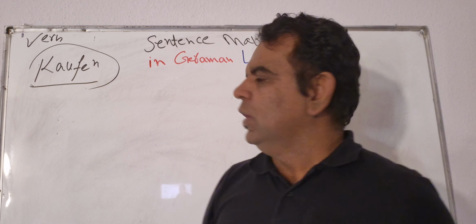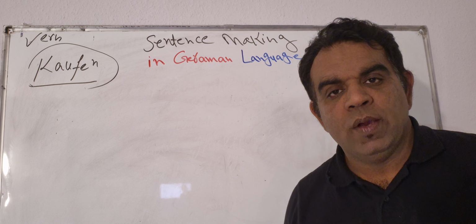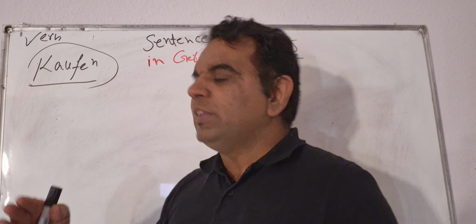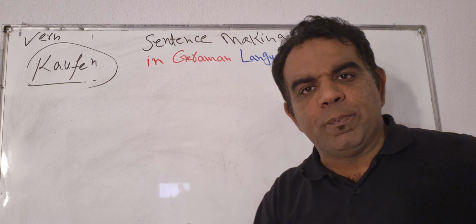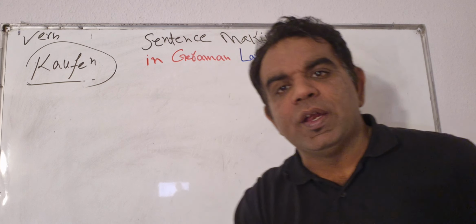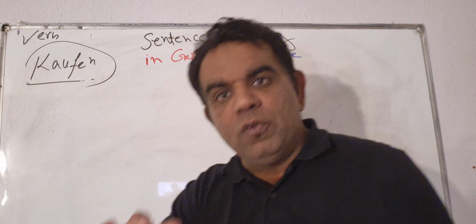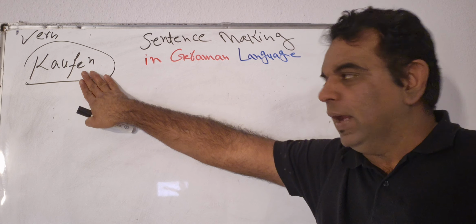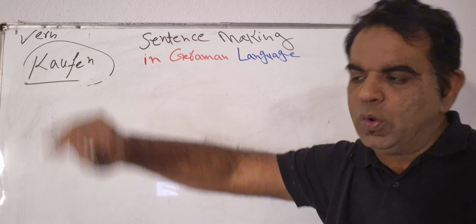For example, you can see here one verb. This is one verb, kaufen. All verbs are written with an en ending. For example, kaufen, gehen, spielen, machen, suchen, nehmen, fahren. All verbs mostly have en at the end.